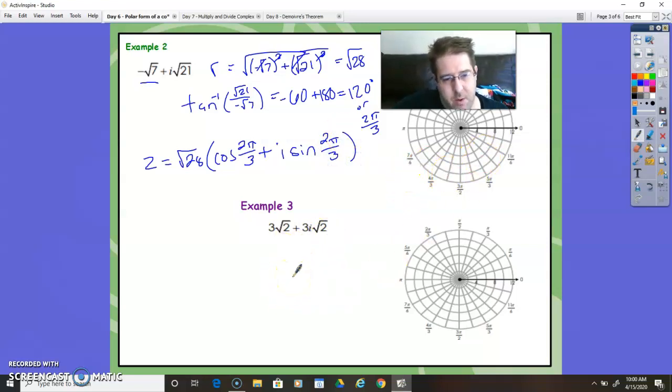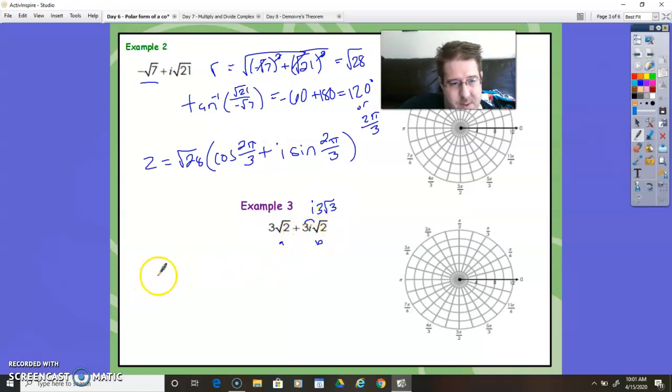Okay, one more, example number 3. So we have 3 times the square root of 2 as your a term, and your b term in this case is 3 times square root of 2 as well. Because remember, the order of multiplication really doesn't matter, so this is really the same thing as i times 3 times the square root of 2. So once again, just showing you it's the exact same thing.